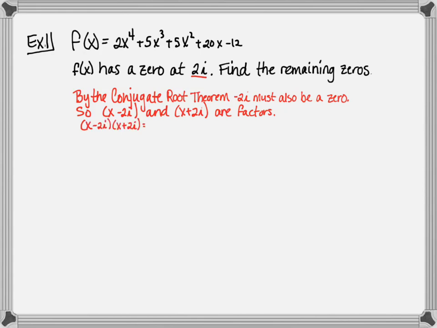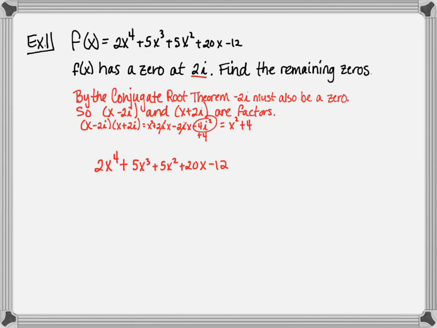Let's multiply them. x times x is x squared. x times 2i is 2ix. Negative 2i times x is negative 2ix. And negative 2i times 2i is negative 4i squared. The 2ix's cancel out. Negative 4i squared becomes positive 4 because i squared equals negative 1. So this equals x squared plus 4.